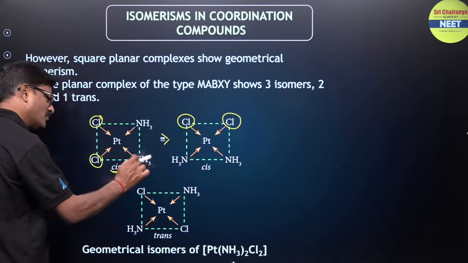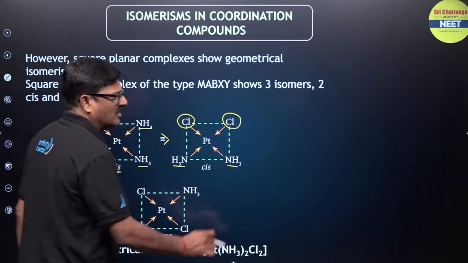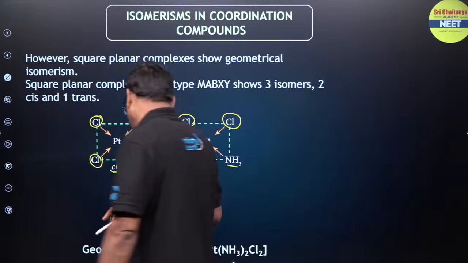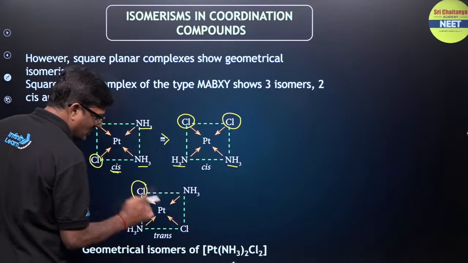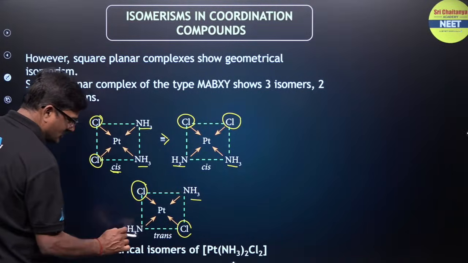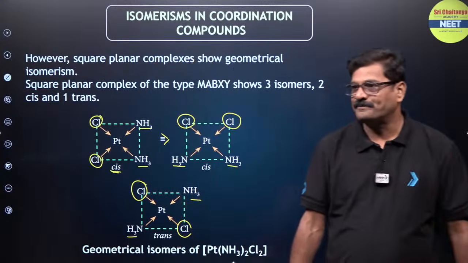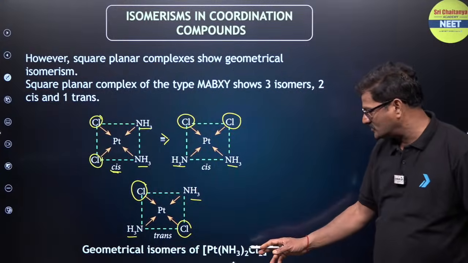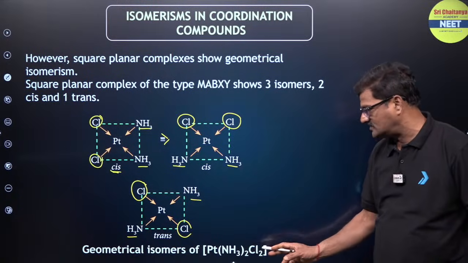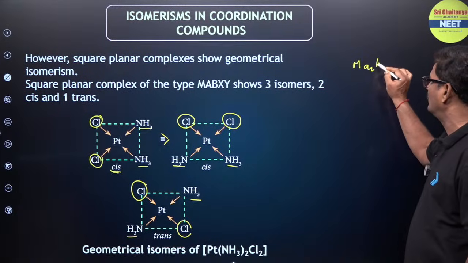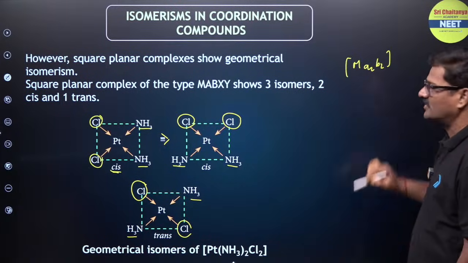You can also take ammonia with respect to ammonia. When the similar ligands are on the opposite side, it is going to be a trans isomer. It's a square planar complex. Find geometrical isomers of Pt(NH3)2Cl2. You can say Ma2B2 will show geometrical isomerism in square planar complexes.